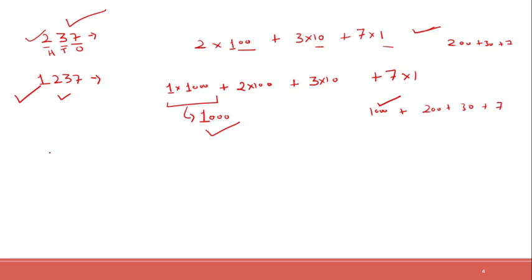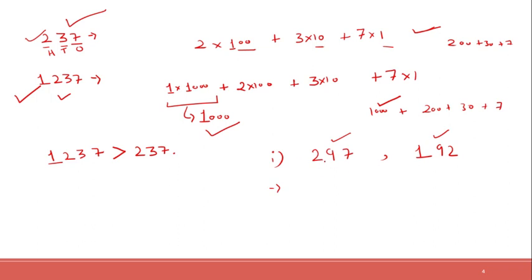How do we write that a number is larger than the other one? 1237 is greater than 237. Clear? Now I want you to tell me, 297 and 192. Which number will be greater and which will be smaller? Obviously, this will be greater and this will be smaller.